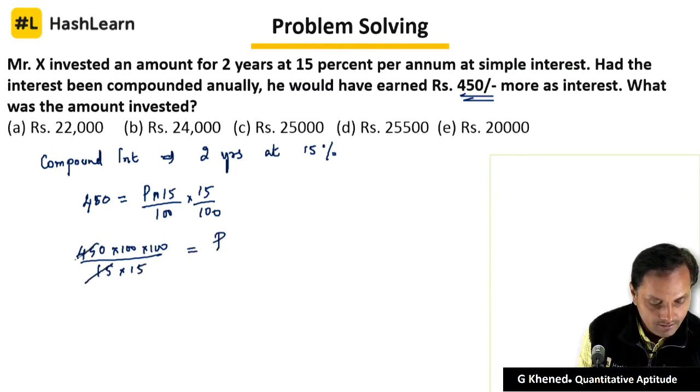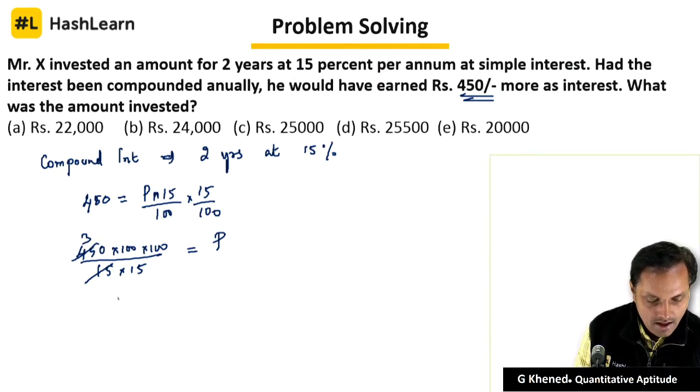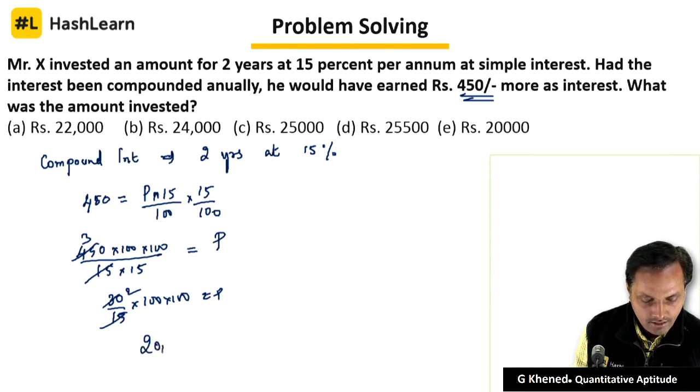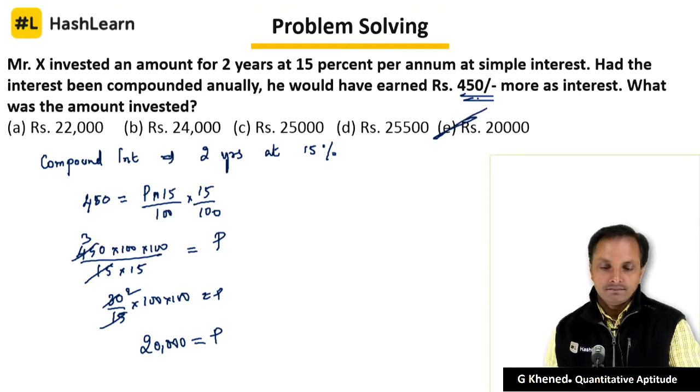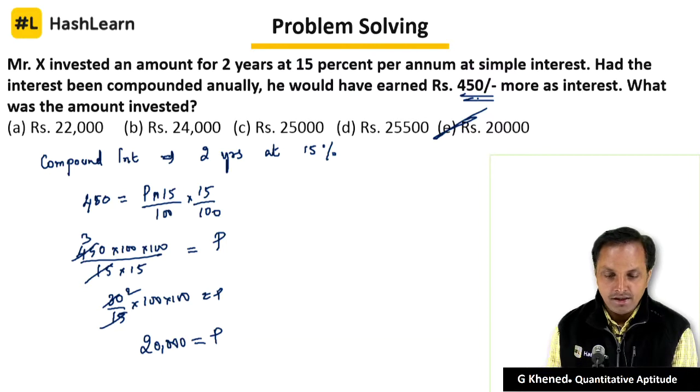You can calculate: 15 3s are 45, again that will be 30 divided by 15, 100 into 100, this is 20,000, which is your option E, rupees. So what is the amount invested? 20,000 rupees.